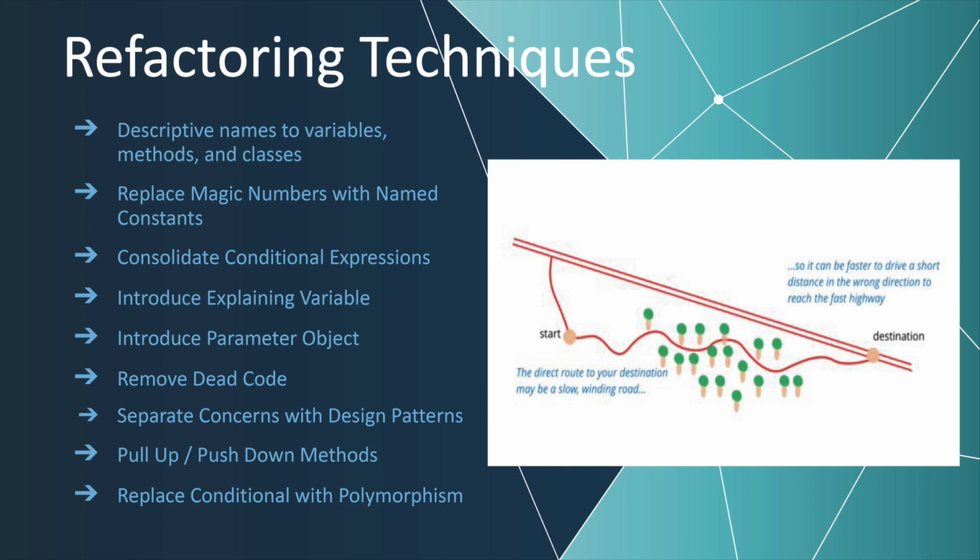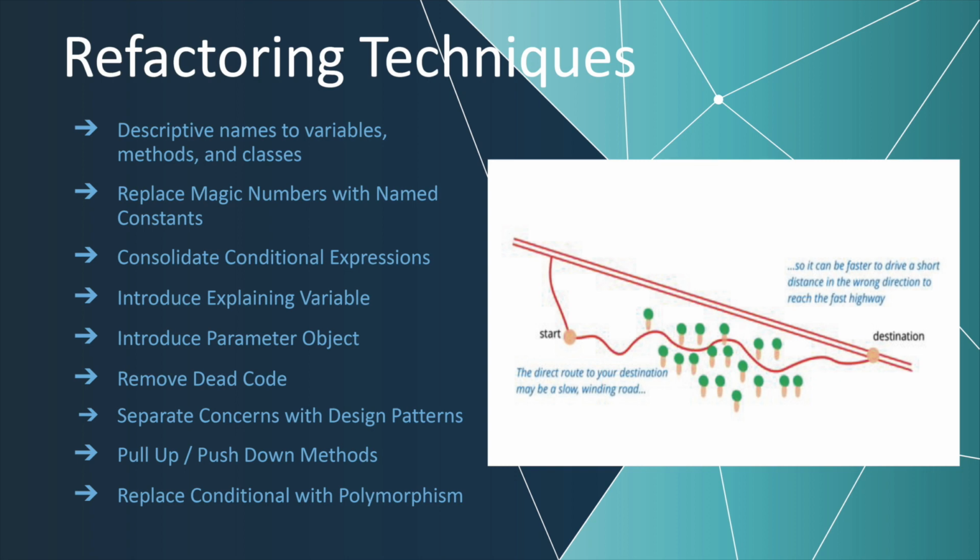Same with replacing magic numbers with named constants. You don't want to use 1 or 2 in comparisons. 1 could refer to the start of the day, maybe Sunday, but define a constant which holds the integer 1, and that would be very descriptive in terms of readability as well. Consolidate conditional expressions. This is basically when you have a bunch of different conditional expressions in one method. Maybe you could consolidate them into a single condition if that helps your code readability.